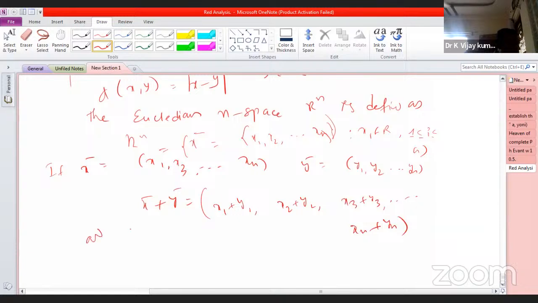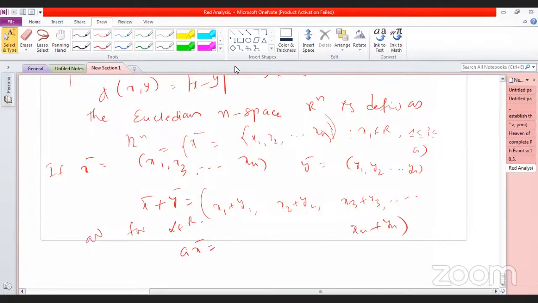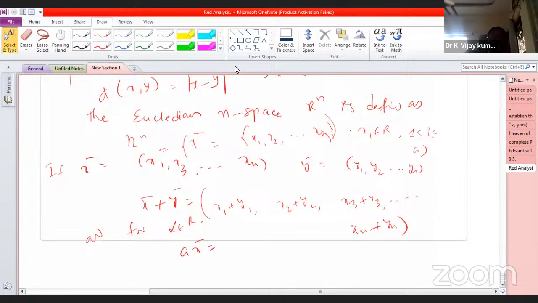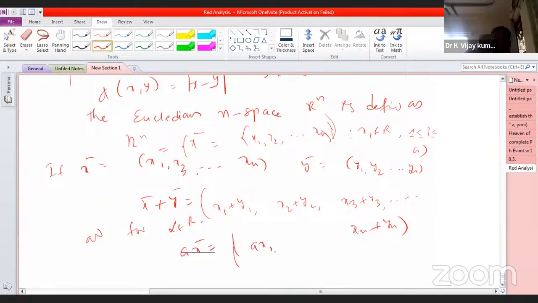And for alpha belongs to R. So therefore, a of x bar is equal to... tell me, a of x bar. a x1, a x2, and so on, a xn. Multiplication or addition? Multiplication. Very good. a x1, comma, a x2, and so on, a xn.